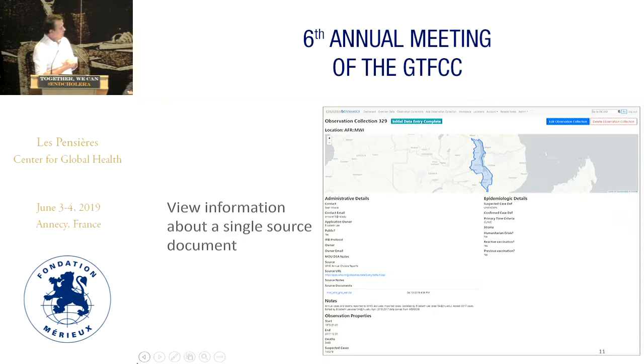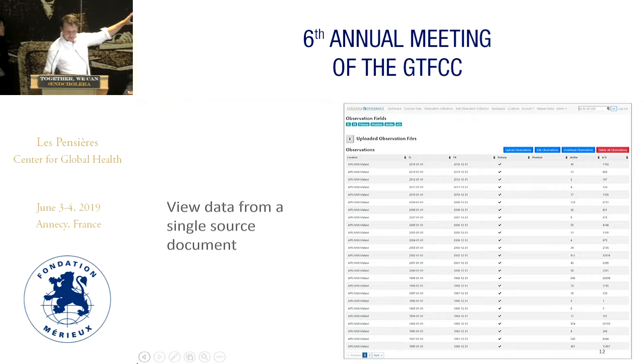Within that, each of these documents is an observation collection. This contains a link to the original source document. We have various bits of administrative data about who owns it, who should be in contact with it. Is it something everybody can access? Is it something that's private from an MOU? And then there's epidemiological data about what the suspect case definitions were, what the confirmed case definitions are, and things like that.